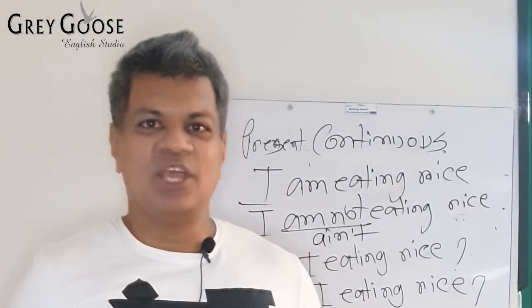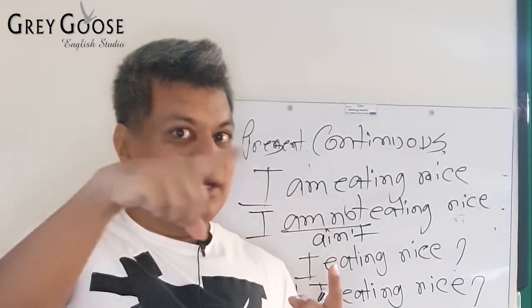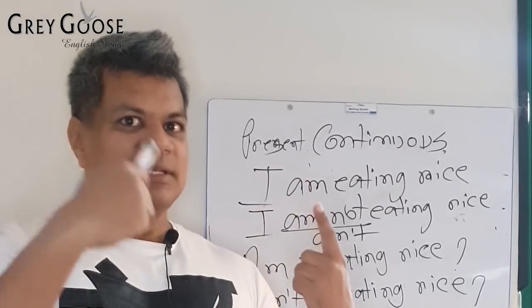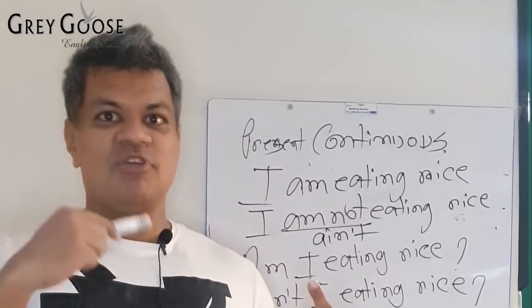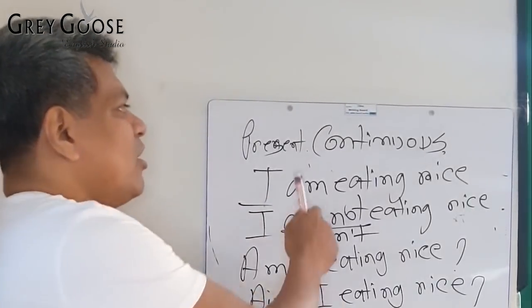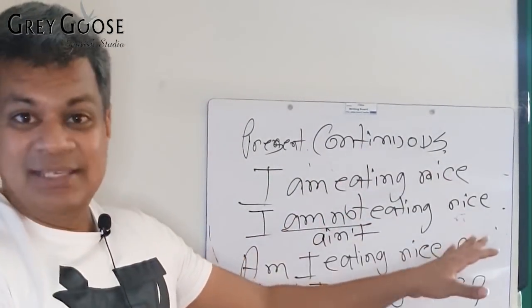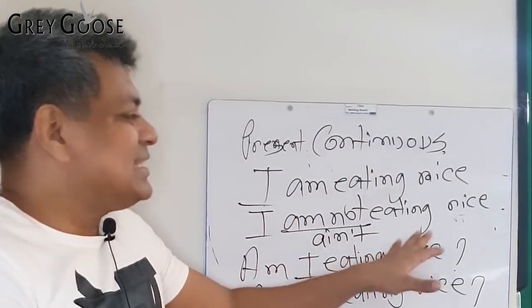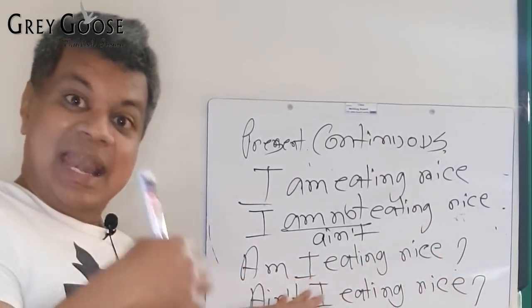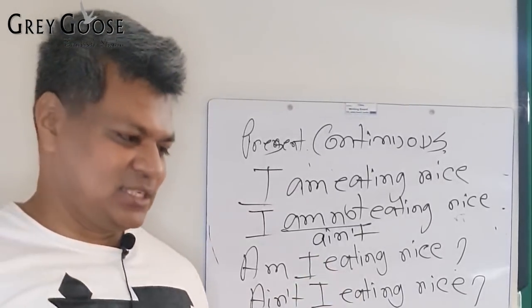Now see, you remember present indefinite one? Look, let's have a revision quick. I eat rice, I don't eat rice, do I eat rice, don't I eat rice? Then, it's time for Mr. Present Continuous. I am eating rice. I ain't eating rice. Interrogative, am I eating rice? Negative interrogative, ain't I eating rice?